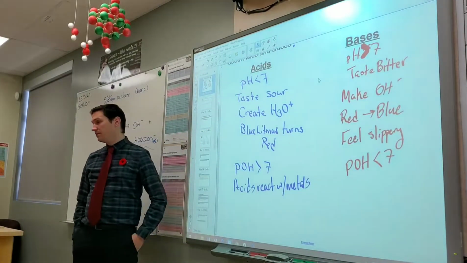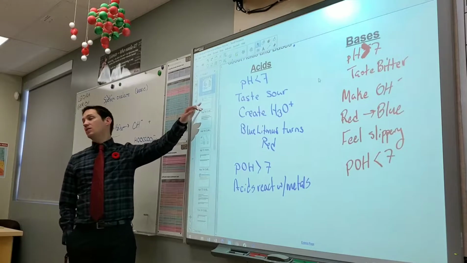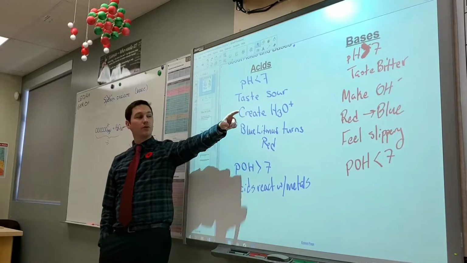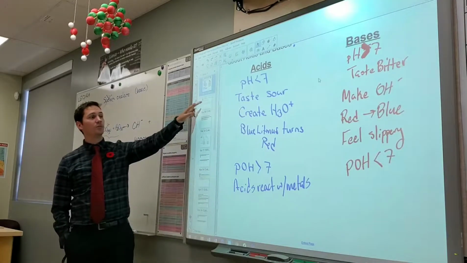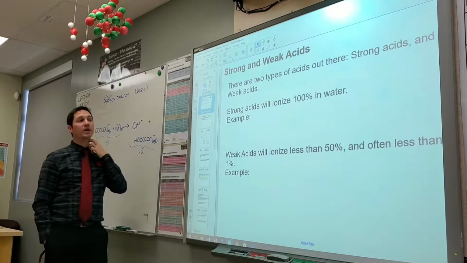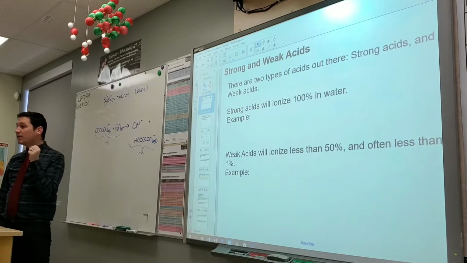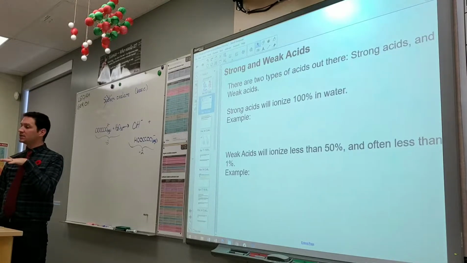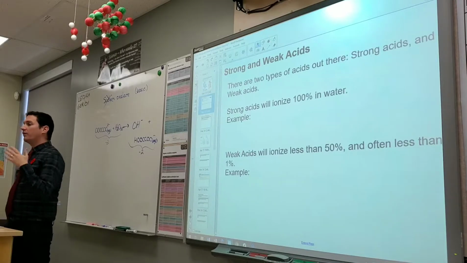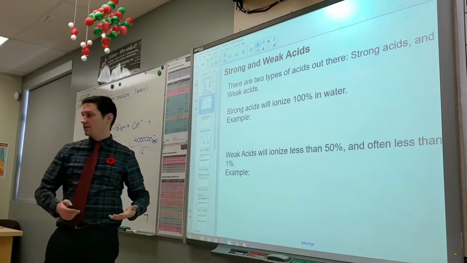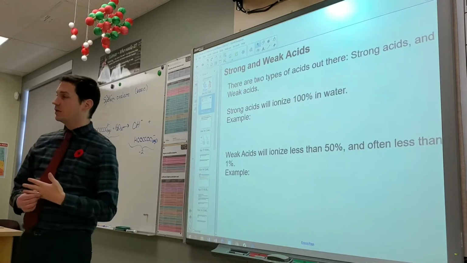Okay, perfect, no problem. So what we want to do is we want to talk about mostly this idea of creating hydronium and creating hydroxide when we're looking at strong and weak acids and strong and weak bases. Strong and weak acids. Have we ever talked about strong and weak acids before? Can somebody give me like a relatively short description of the difference between a strong acid and a weak acid? Could somebody, Idris?